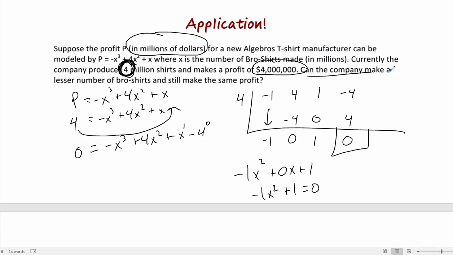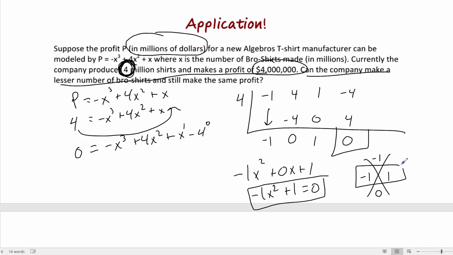Okay, so it says, can the company make a lesser number? So because I now have this here, I want to solve this, so find out what x's can be. Let's factor. A times c is -1, b is 0, so -1 and +1. I'm solving it, so I'm flipping these numbers. So +1 and -1 divided by a, which is -1, right? A is -1 right there. So 1 divided by -1 is -1. -1 divided by -1 is +1.